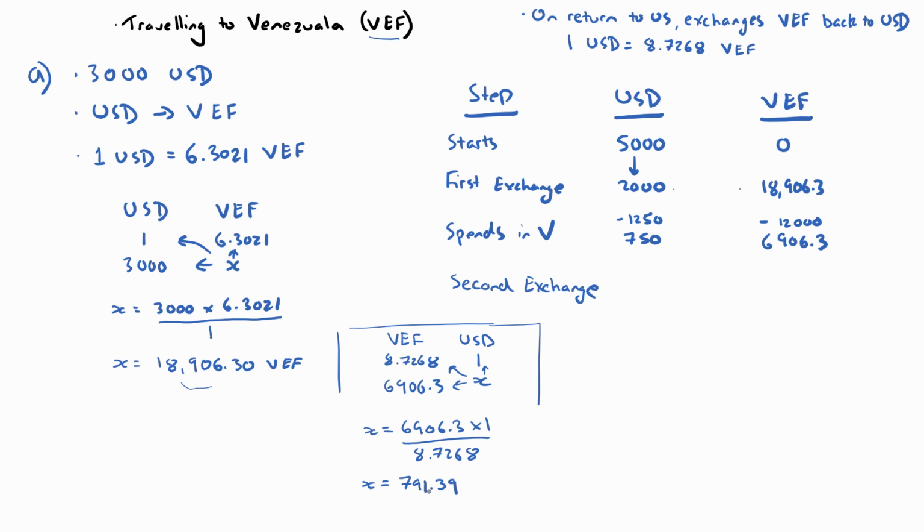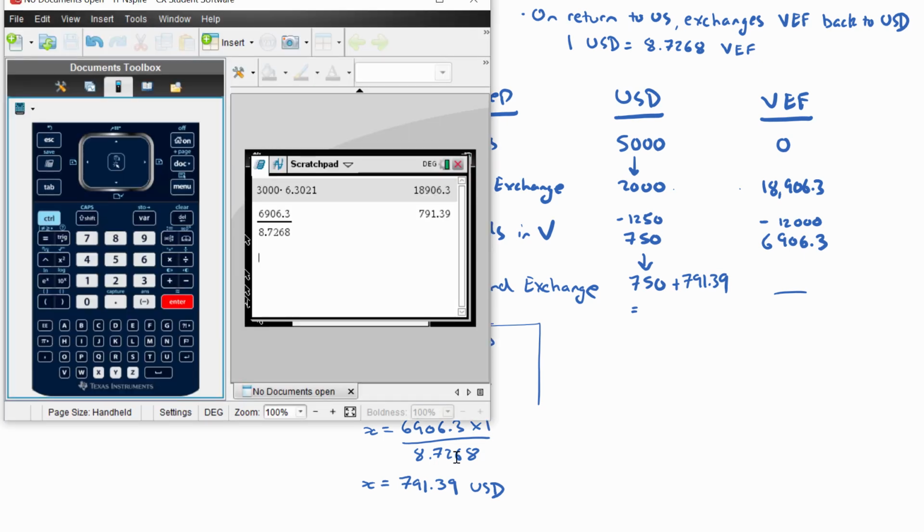791.39. So if I just go back to my table now, on the right here, after the second exchange, he still has his US dollars. However, this here will add to 791.39 because this is US dollars down here. Now let's do that addition in our calculator. We already have this 791.39, so I'm just going to add 750. And that becomes 1541.39.